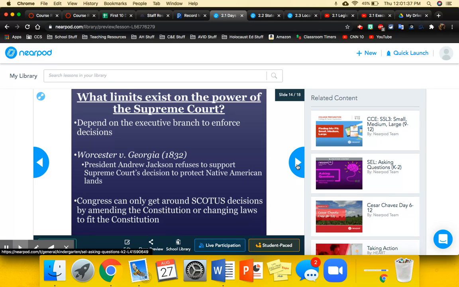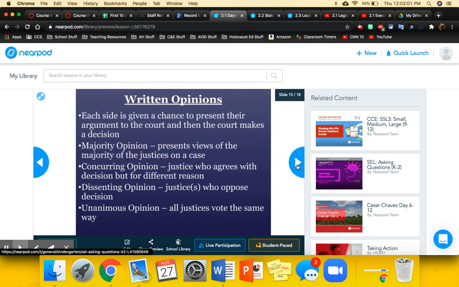Lastly, Congress can only get around Supreme Court decisions by amending the Constitution or by changing laws to fit the Constitution. Right? Remember, judicial review gives the court the ultimate say-so in what is legal or what is constitutional. But Congress can ultimately propose amendments to the Constitution or change laws, because they're the lawmaking body to begin with.